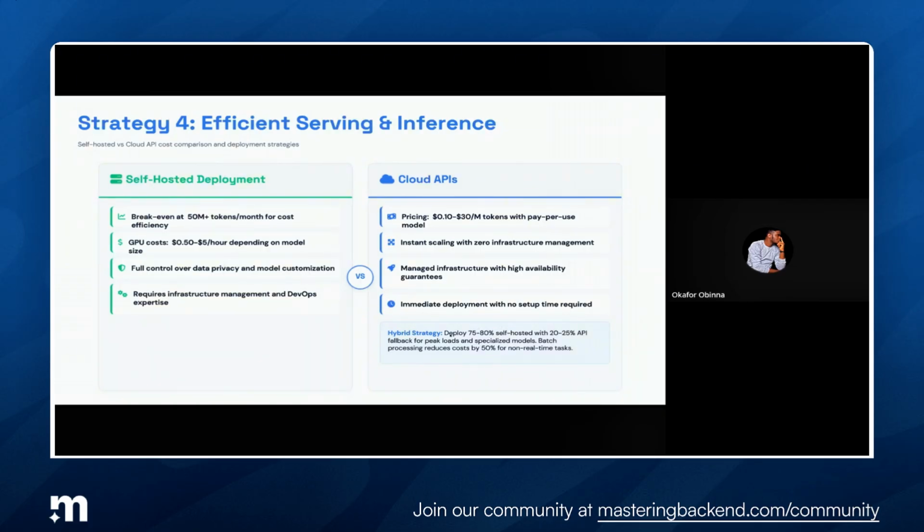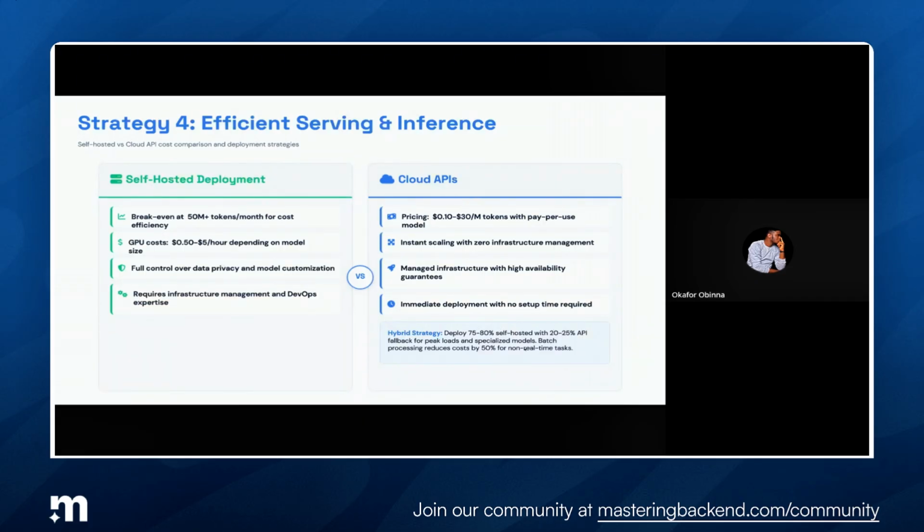Now, there's something they call hybrid strategy. Deploying 75 to 80% self-hosted with 20 to 25% API fallback for peak loads and specialized models. Now, like we said earlier, you can have a small model that you hosted locally that can easily make the decision that, oh, okay, for this request, our self-hosted model can handle it. But for more specialized or complex requests, it can now pass it to the third-party AI models like GPT-5 or Claude Opus, you understand, for them to give the response.